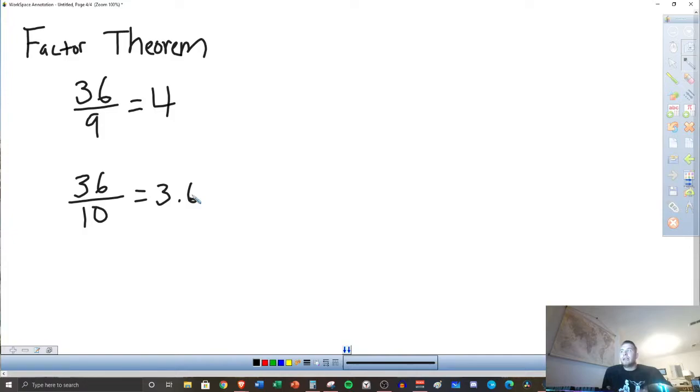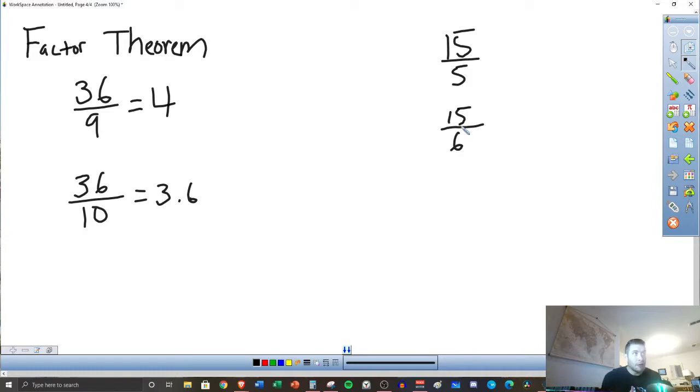So let's talk about what's happening here. With the 9, at this point, we know that 36 divided by 9 is going to equal 4. We also know, for instance, if I do 15 divided by 5, versus 15 divided by 6, we know which one's going to divide evenly because we know our times tables, okay?